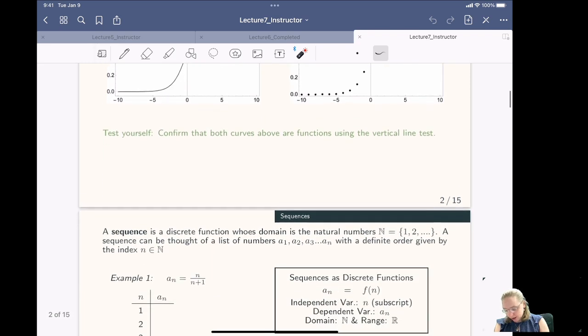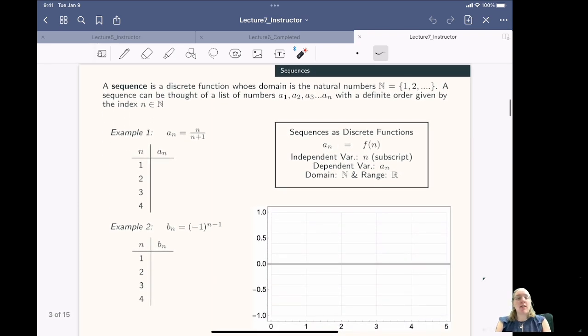All right. So a sequence is a type of discrete function whose domain is the natural numbers. Now recall that the natural numbers are the positive integers, that they're strictly positive. In other words, we don't have zero. So a sequence can be a list of numbers like A1, A2, A3, all the way up to AN that have an ordering that's given by this index 1, 2, 3, up to N.